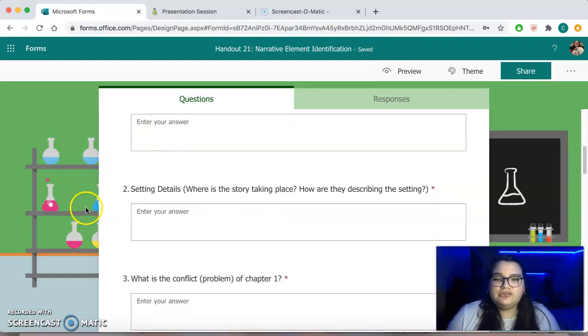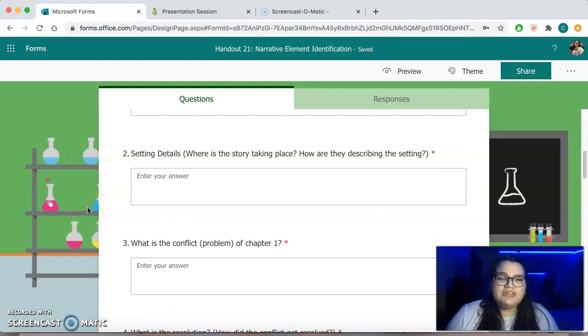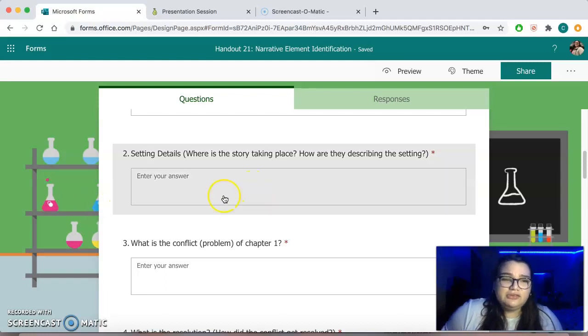And then we have number 2, setting details. Where is the story taking place? How are they describing the setting, right? So just tell me details about chapter 1, okay? Tell me, where is the story taking place? How are they describing the place? I remember in chapter 1, they were very descriptive with the noise, with the sound, with the smell, describing the way that it looked, right? I could imagine myself in that pile of trash. So make sure that you include those details.